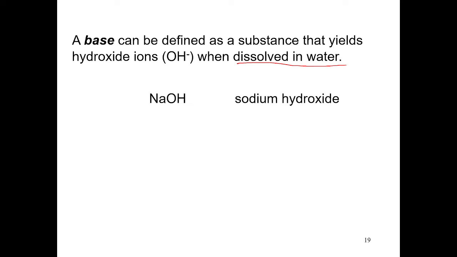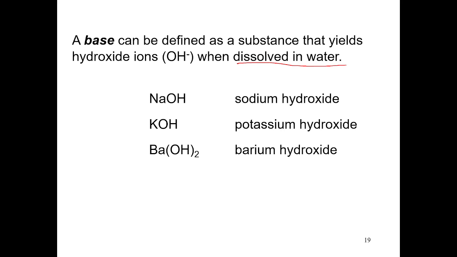Some examples of those pure substances that become bases whenever dissolved in water, we have here our sodium hydroxide. We also have here potassium hydroxide, and we have here barium hydroxide. So for the naming, we just need to mention the metal part of the bases. Then mention the hydroxide part of the bases.